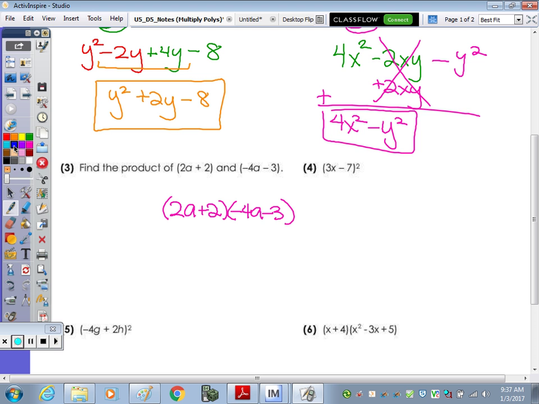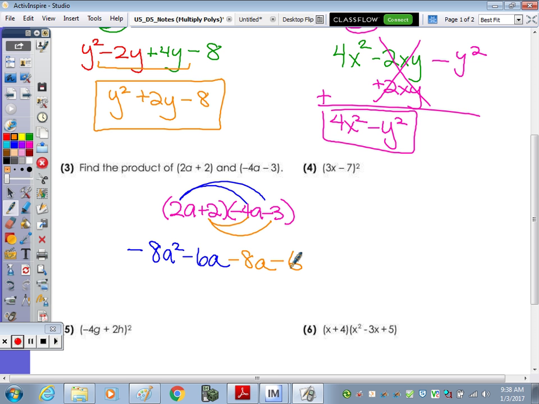So distributing the first term through, 2a times negative 4a is negative 8. a times a, we're multiplying, becomes a squared. 2a times a negative 3 is negative 6a. Now distributing the 2 through. I'm going to write it all left to right. 2 times negative 4a is negative 8a. And 2 times negative 3 is negative 6.